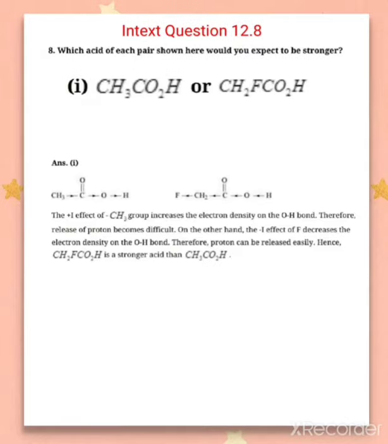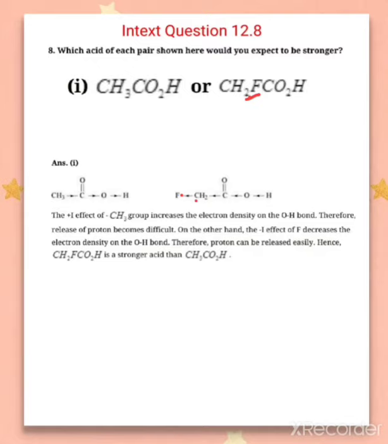First one that is given is CH3CO2H and here CH2FCO2H. So better to write it in the expanded form. We can write this as CH3 C double bond O, and the 2 oxygens given here we write as OOH. So it is nothing but acetic acid, and the other one has one fluoro, because there is one F here. So CH2F means one F is attached to CH2. These are the two examples given here, and you have to show which one is the stronger acid.